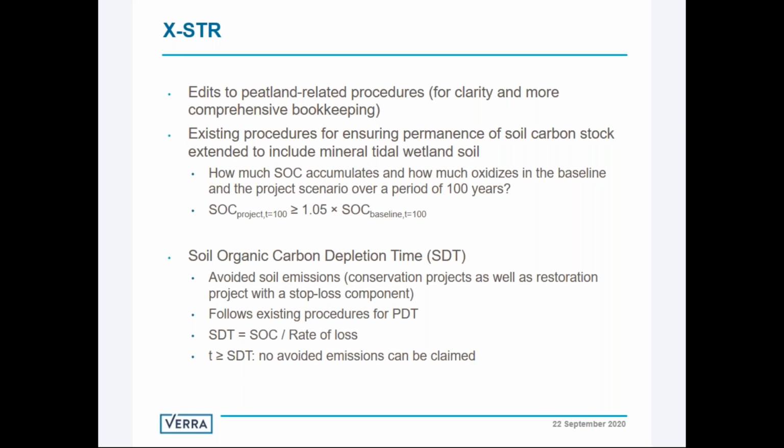So you need to make sure that if you do a tidal wetlands project, there is a significant difference in terms of carbon stocks between the baseline scenario and the project scenario at the 100-year time mark. And it includes procedures to estimate the soil organic carbon depletion time. Next, please.